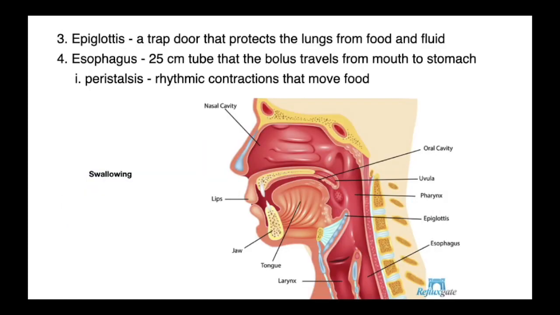Now we have this thing called an epiglottis. It's a trap door that protects the lungs from food and fluid. So I'll do these and then I'll put that on there. And then your esophagus is a 25 centimeter long tube. And food, when it's chewed up, is called a bolus. It travels from the mouth to the stomach, okay? And so that's about 25 centimeters. And then your esophagus has these rhythmic contractions that move food.